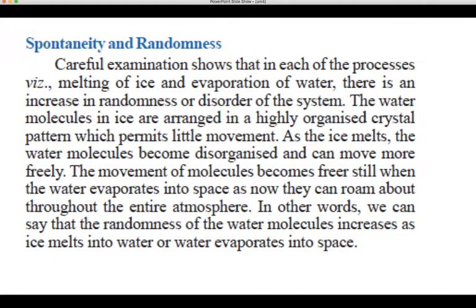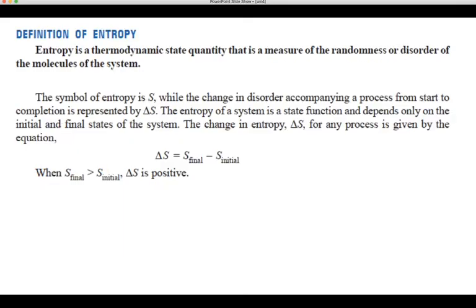So we can say that the randomness of the water molecules increases as ice melts into water or water evaporates into space. So whenever a spontaneous reaction goes, the randomness will increase. Then a term comes: entropy. Entropy is a thermodynamic state or term which measures the randomness or disorder of the system. So whenever disorder or randomness happens, it is measured by the entropy.